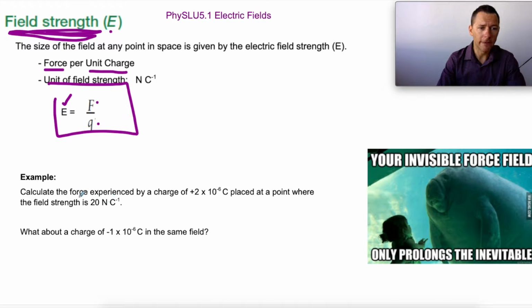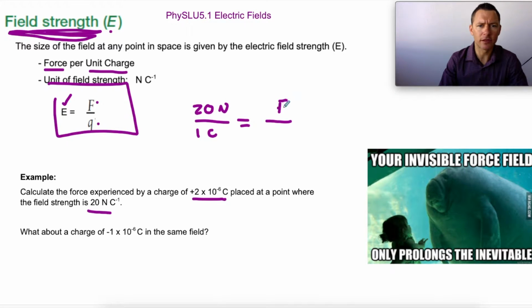So, for example, calculate the force experienced by a charge of this magnitude in a field strength of this. Well, you'd say, okay, I know there's 20 newtons exerted per 1 coulomb. I'm looking for the force it feels. And I have the charge. The charge is 2 times 10 to the negative 6th, in coulombs.